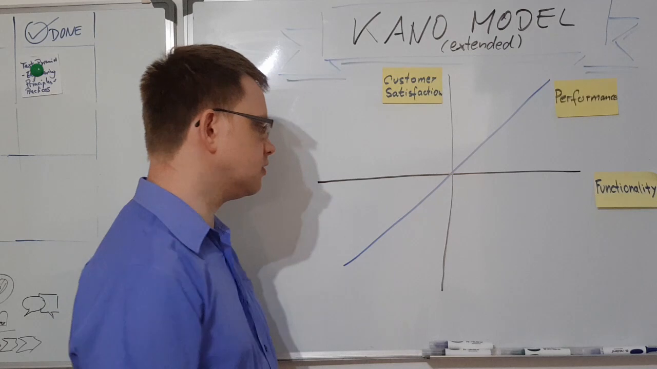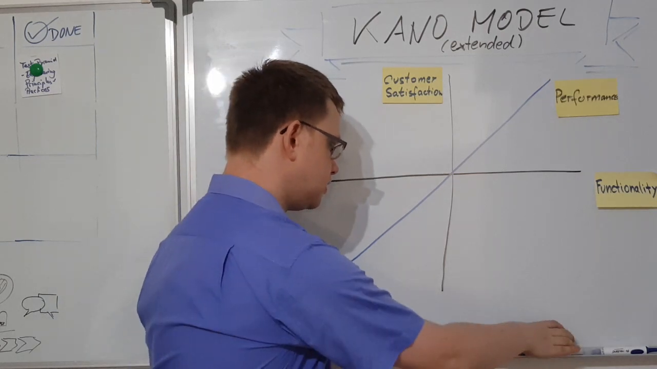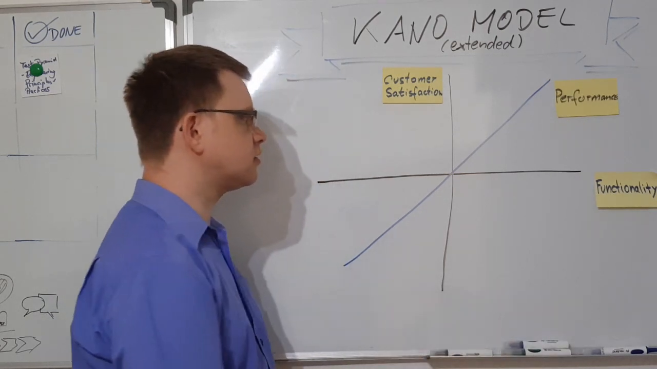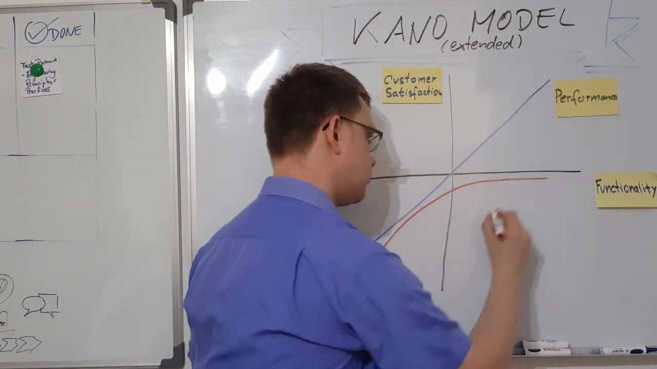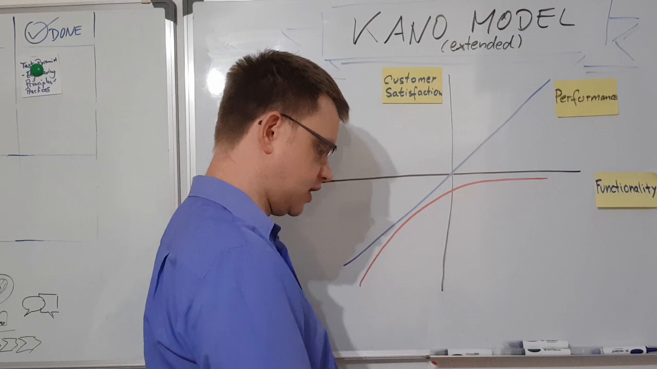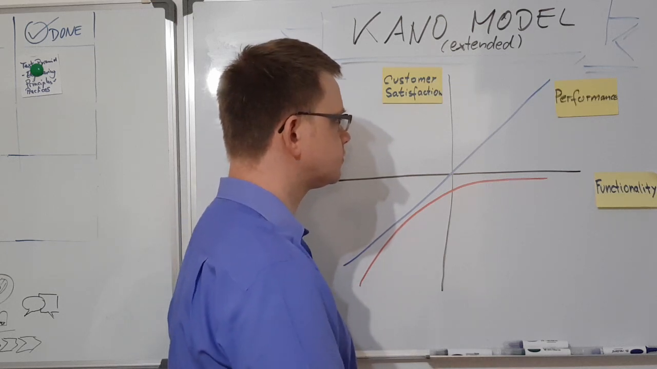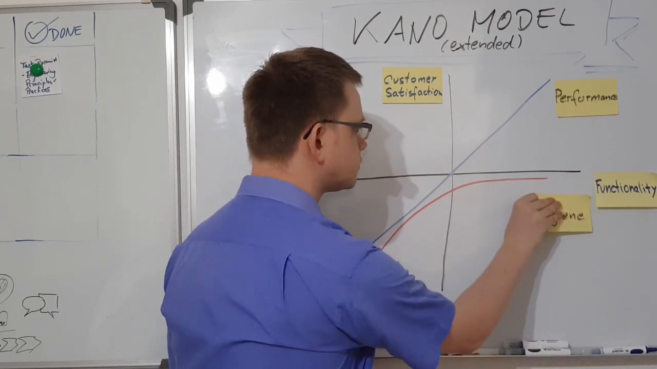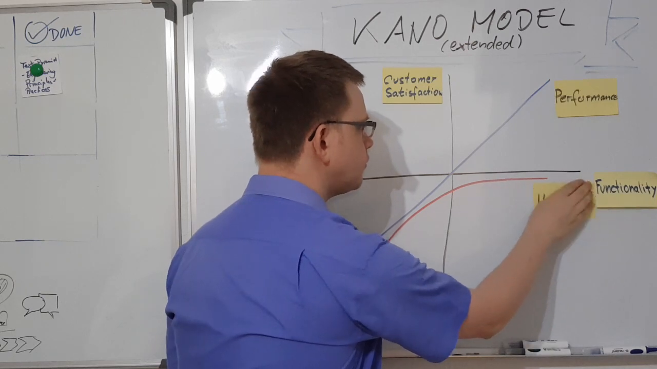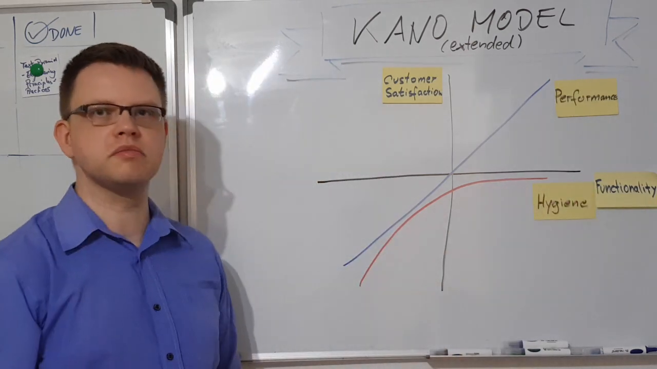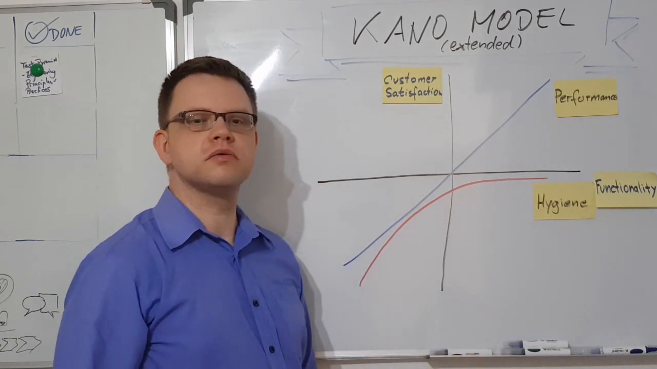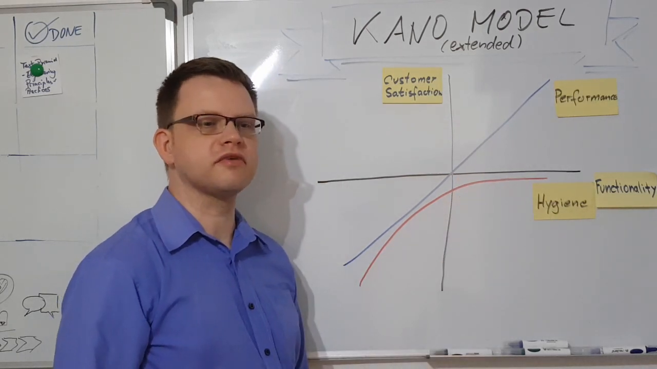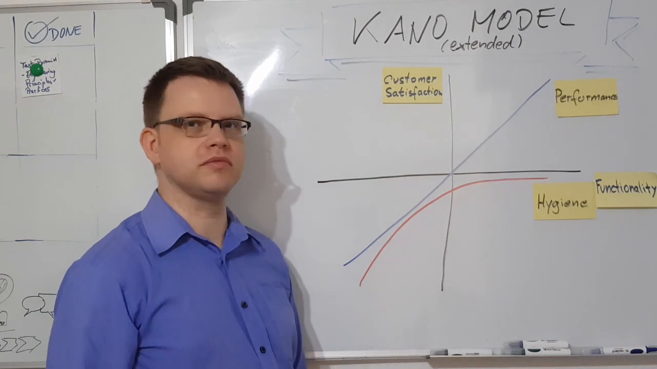And there's also something in the Kano model which we call hygiene. And what's the idea about hygiene? Well, when we don't do it, we make our customers unhappy. But the more we do, the more we reach the point that the customer frankly doesn't care anymore.